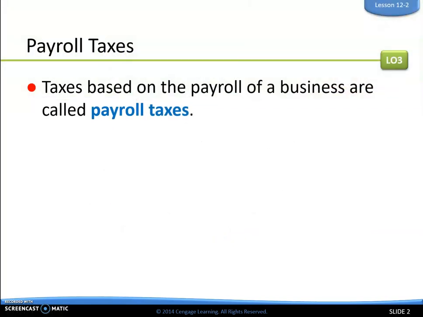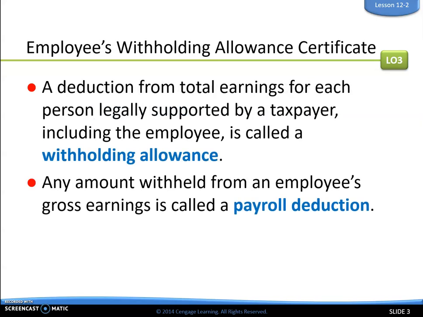So payroll taxes are taxes that are based on the payroll of a business. Withholding allowance is a deduction from total earnings for each person legally supported by a taxpayer, including the employee. Payroll deduction: any amount withheld from an employee's gross earnings.